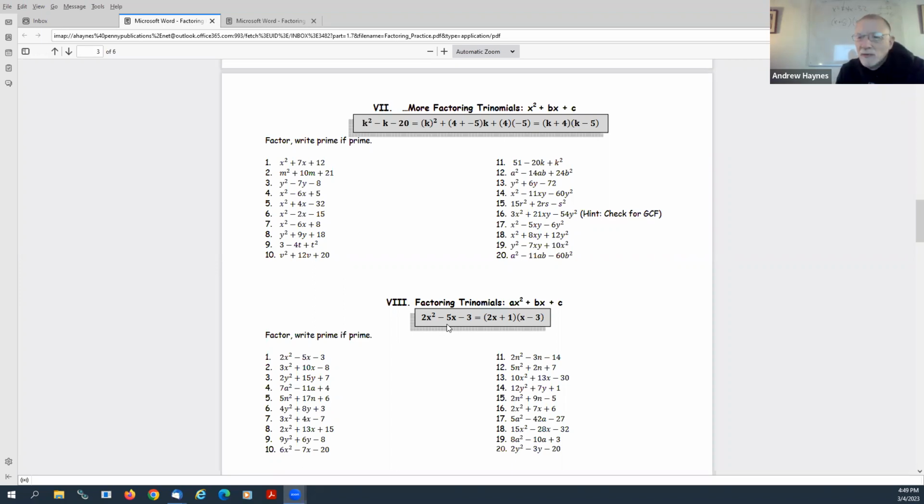But these just take a little bit more work and a little bit of trial and error sometimes. So I'd like you to take a shot at number 2. It's not easy, but take your best shot. Let's see what happens.